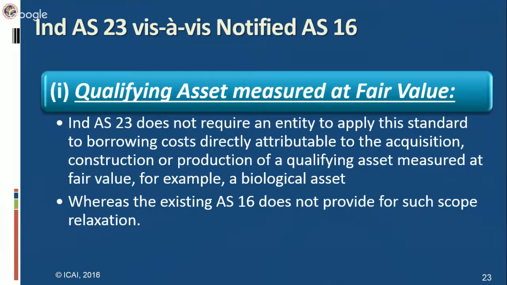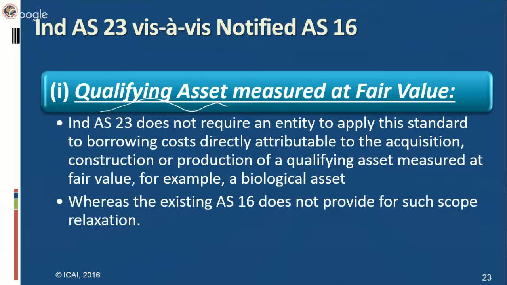The first major difference is about qualifying asset. In AS 23, all of us are very familiar with the term qualifying asset. What is a qualifying asset? We all know that a qualifying asset is the type of asset described under AS 16, and it must take a substantial period of time to complete to be called a qualifying asset. All the borrowing costs related to qualifying assets only are covered as borrowing costs under the standard.